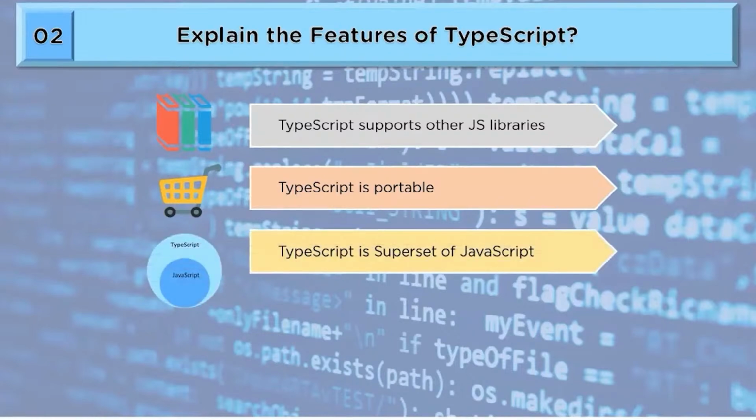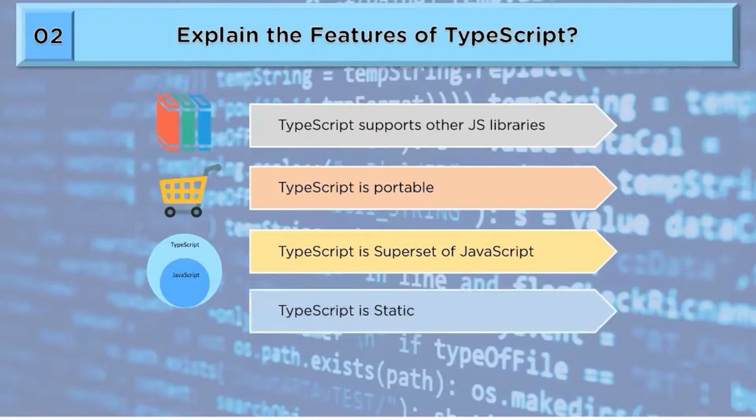TypeScript is a superset of JavaScript. It is a strongly syntactical superset of JavaScript with the addition of optional static typing. TypeScript is a large-scale application development language that transcompiles to JavaScript. Existing JavaScript programs are also valid TypeScript programs because TypeScript is a superset of JavaScript.